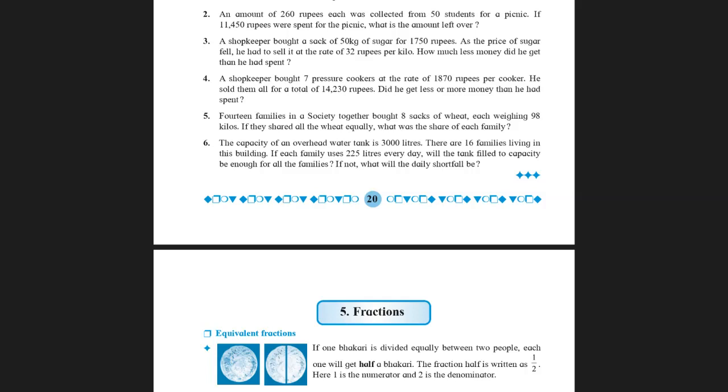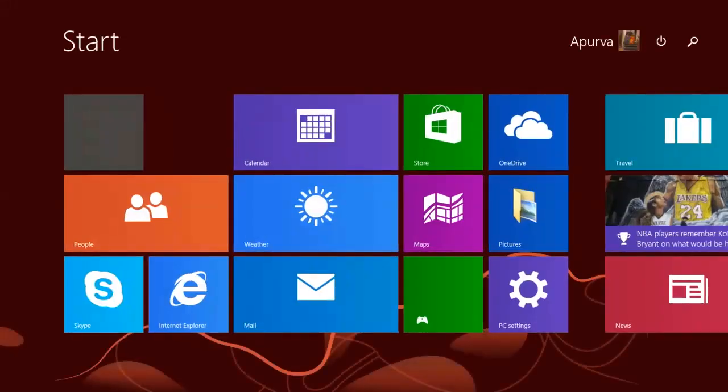Okay. How many families live in that society? 16. And each family requires how much of water every day? 225. So totally in a day, if each family requires 225 liters, totally how much of water they might be requiring? 16 into 225. That is the amount that they will be using. So let's see whether that is sufficient.